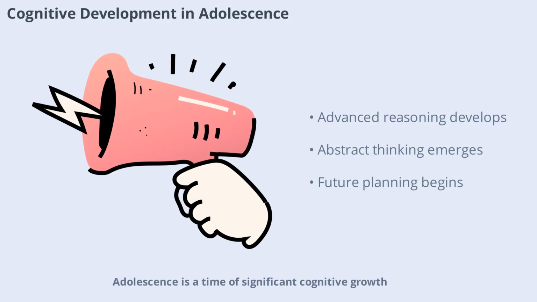Adolescence is a time of significant cognitive growth. Teenagers develop advanced reasoning, abstract thinking, and decision-making skills. They begin to question assumptions, consider multiple perspectives, and plan for the future. This period sets the stage for adult thinking and independence.